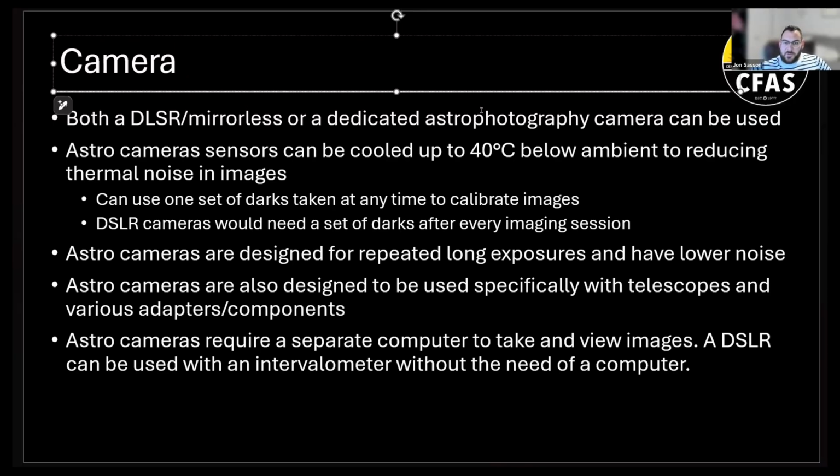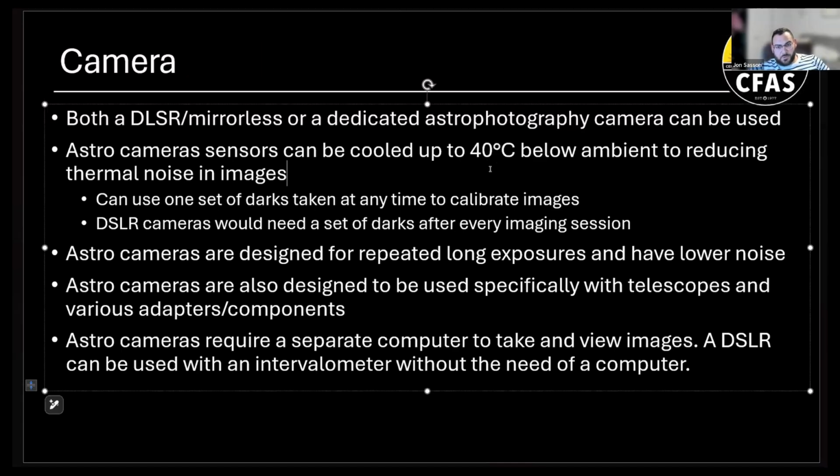But there are a couple of advantages to having a dedicated astrophotography camera, which is why I quickly moved on to that. The main one is you can cool the sensor up to 40 degrees below ambient, so 40 degrees Celsius. That means that here in Florida, I can typically cool the sensor to around 14 degrees Fahrenheit, so that's minus 10 degrees Celsius.